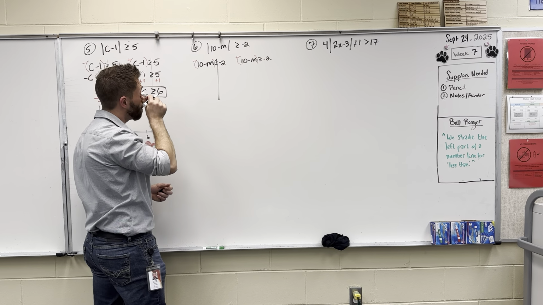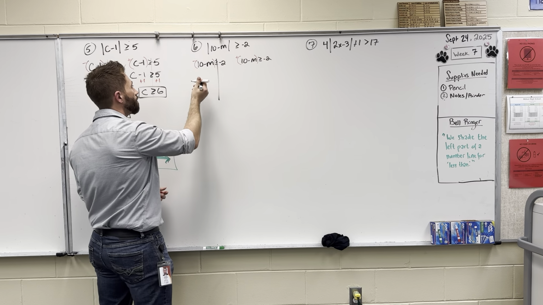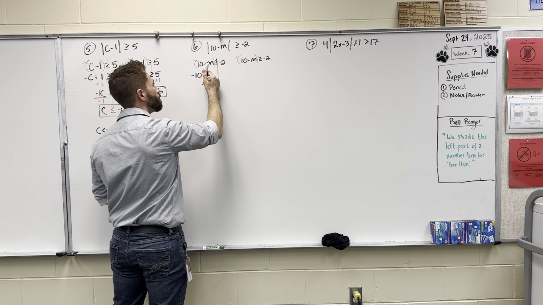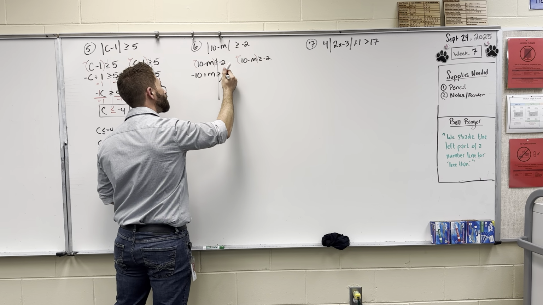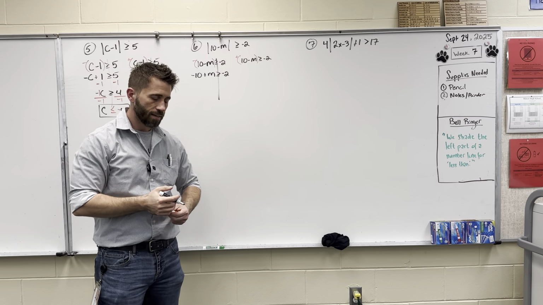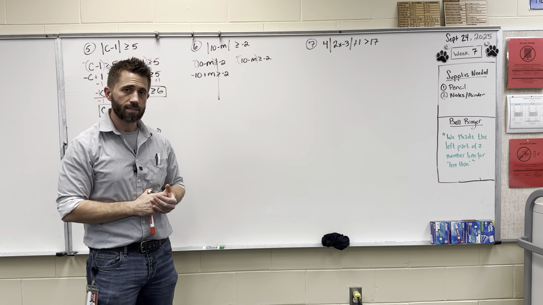Distribute that negative. Now when I distribute the negative, negative times 10 becomes negative 10. Negative times negative m becomes positive m. Again, this was still tripping students up. Just go back to your basic multiplication facts. A negative times a negative is a positive.